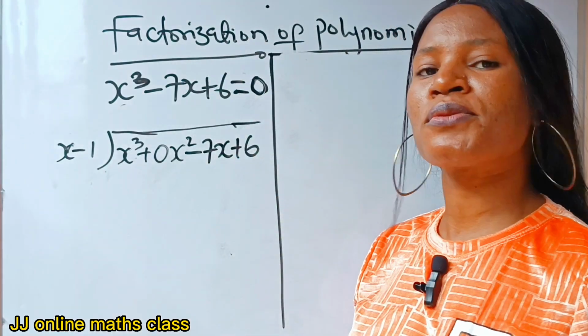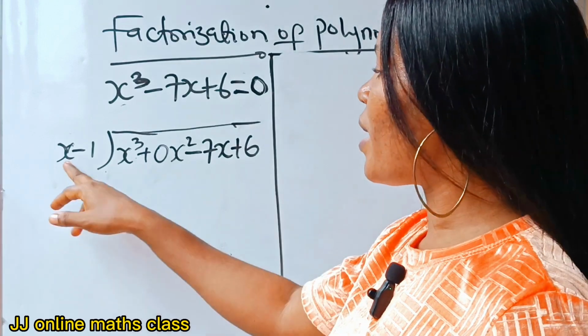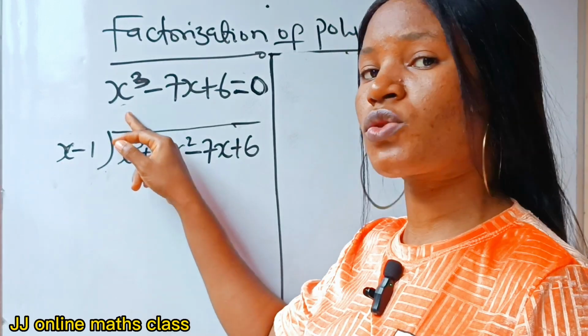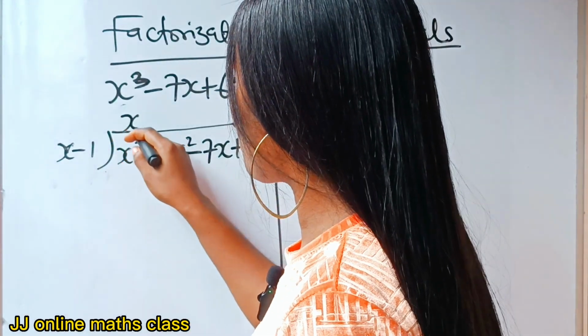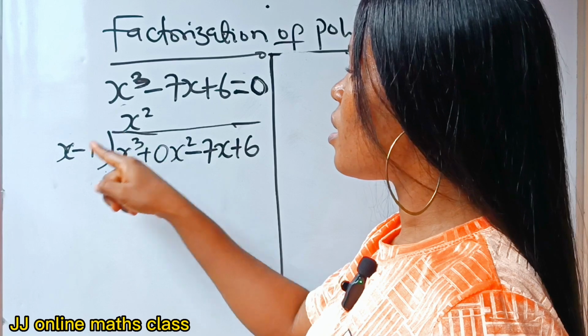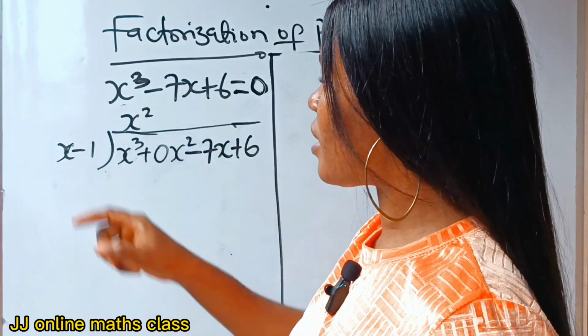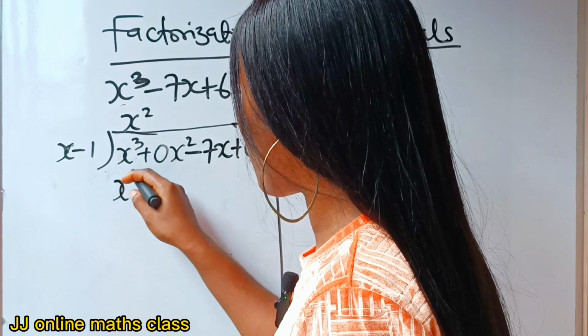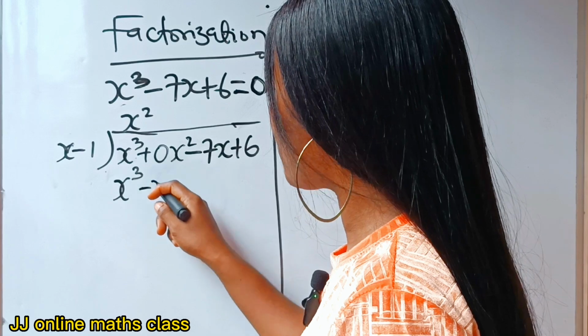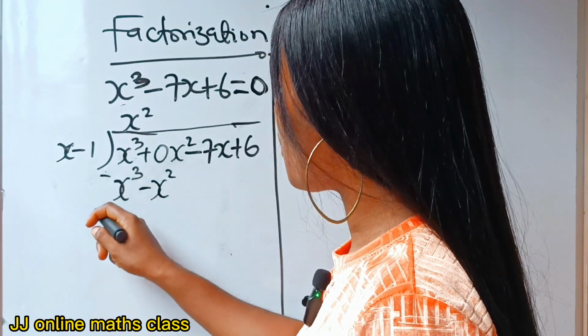Now it's time for us to do the long division. When x to the power of 3 is divided by x, we have what? x squared, right? So remember, anything you got, you will use it to multiply these two terms here. Now x squared times x will give us x to the power of 3, and x squared times minus 1 will give you minus x squared. Then we subtract.